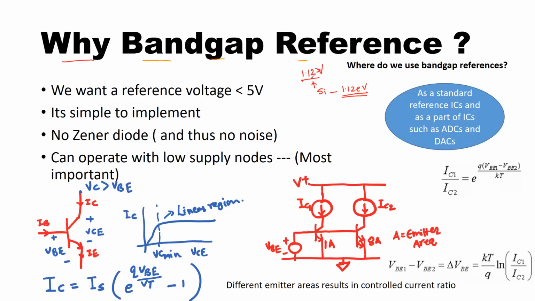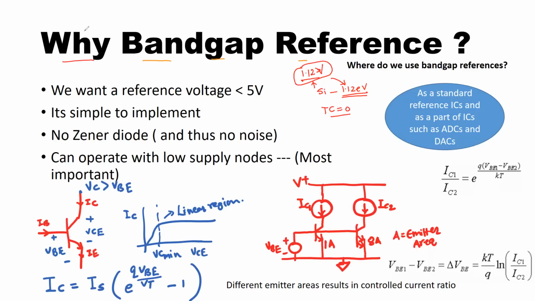It is said that if you manage to generate the 1.2 volt reference, which corresponds to the silicon band gap, it will ideally have TCF equal to 0, that is, temperature coefficient equal to 0. So now in this talk, we will see how that is possible.